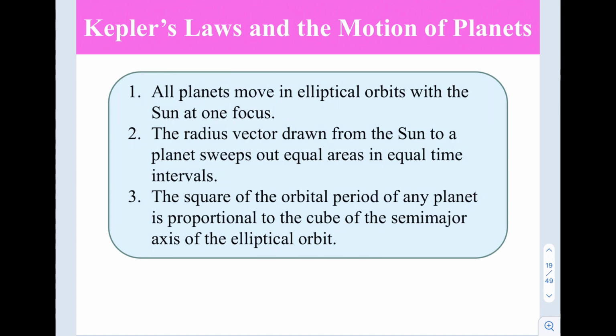The first one is: all planets move in elliptical orbits with the sun at one focus. And the second law is: the radius vector drawn from the sun to a planet sweeps out equal areas in equal time intervals. The third one: the square of the orbital period of any planet is proportional to the cube of the semi-major axis of the elliptical orbit.